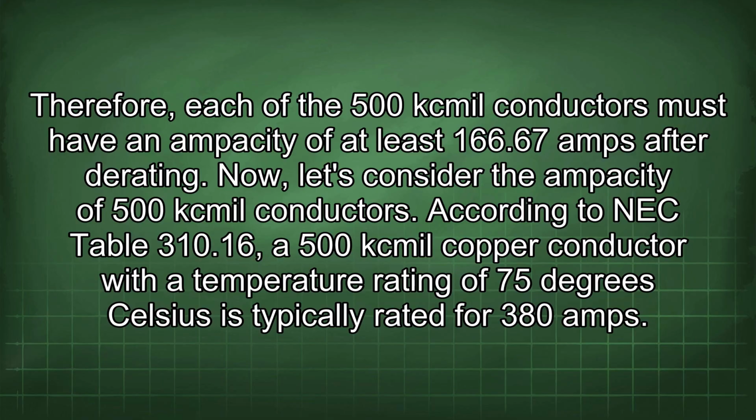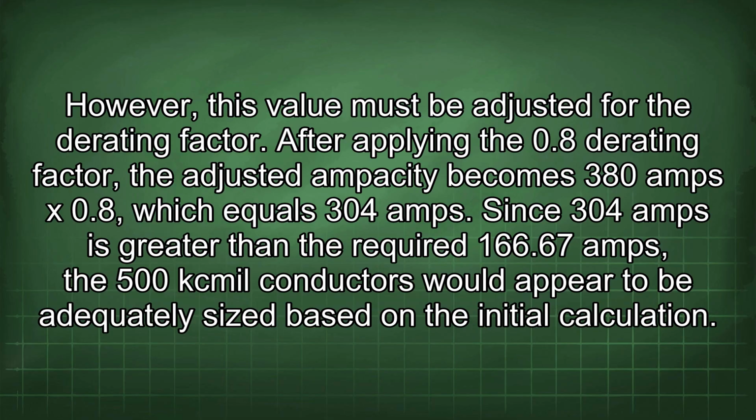According to NEC Table 310.16, a 500 kcmil copper conductor with a temperature rating of 75 degrees Celsius is typically rated for 380 amps. However, this value must be adjusted for the derating factor. After applying the 0.8 derating factor, the adjusted ampacity becomes 380 amps x 0.8, which equals 304 amps. Since 304 amps is greater than the required 166.67 amps, the 500 kcmil conductors would appear to be adequately sized based on the initial calculation.